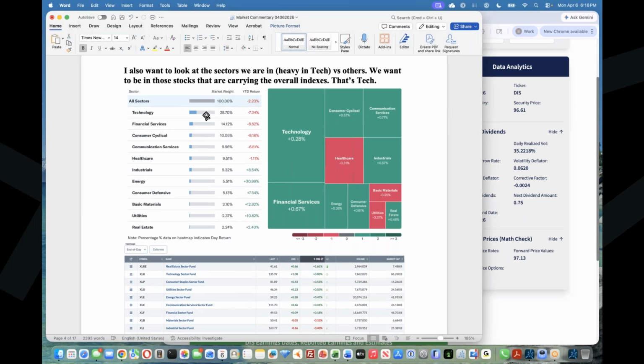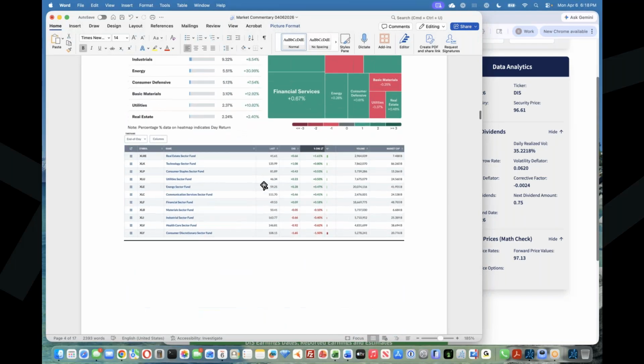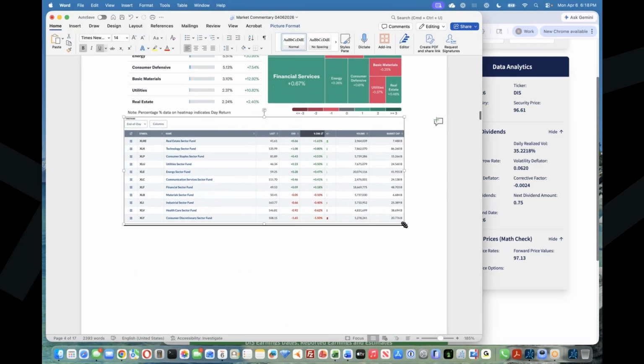And guess what that is? Right here, this first graph is just showing you that technology has the biggest market caps, right? The biggest market weighting. 28% of the S&P 500 is technology stocks. And that's what we're in heaviest, right? That's where we're in the heaviest, those technology stocks, and that's what's carrying the market. This little graph right here, I could probably blow this up a little bit.